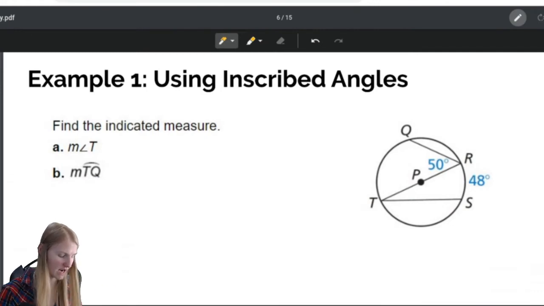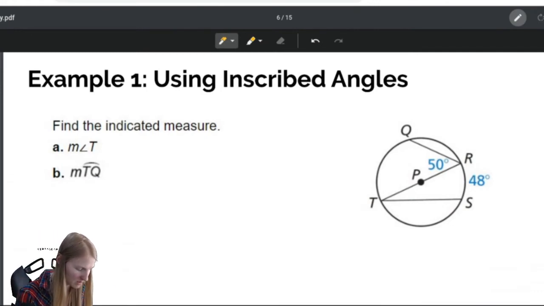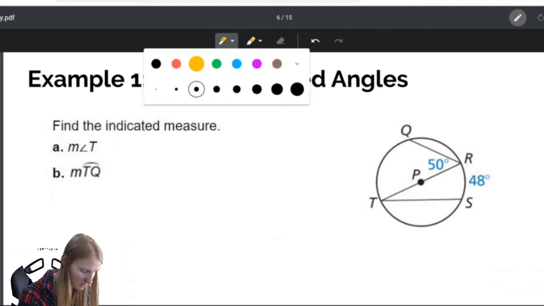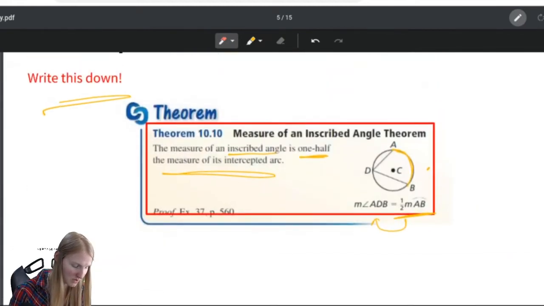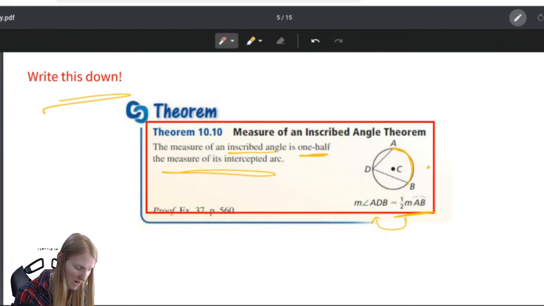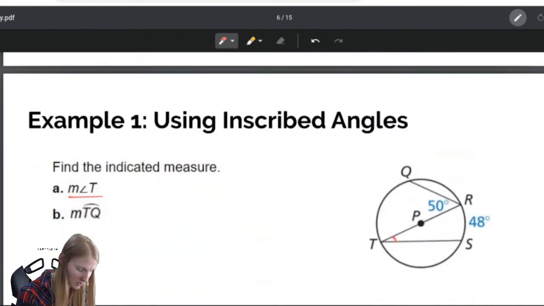Find the indicated angle measure. We want to find the measure of angle T. Angle T is right here. Well, remember that this theorem right up here says that the inscribed angle is half the measure of the arc. So the measure of angle T is half the measure of the arc that goes with the angle. Here's the angle, here's the arc, so it is half of 48 degrees.